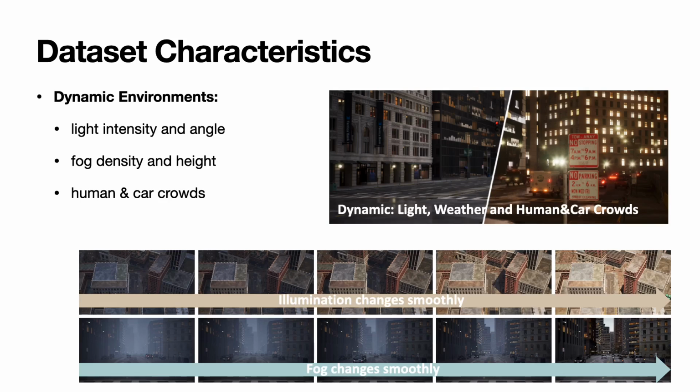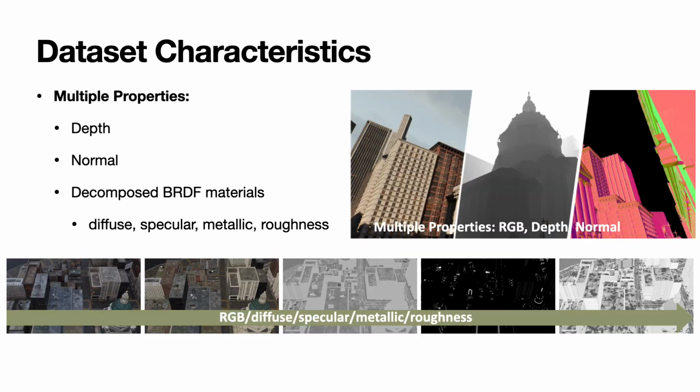Besides, the City Sample project can flexibly control the environmental factors. The bottom figure shows that we can smoothly adjust the light intensity and angle, and the fog density and height. The top figure shows that we can control the presence of moving people and cars in the scenes. These functions allow for the simulation of almost all basic dynamic situations found in the real world, which will lead to more realistic and accurate city-scale neural rendering.